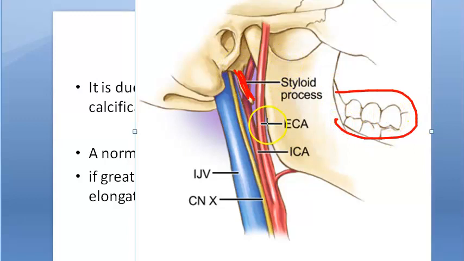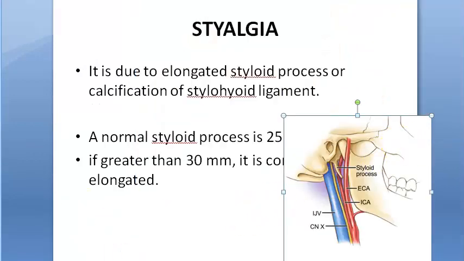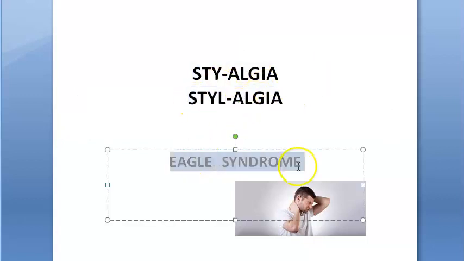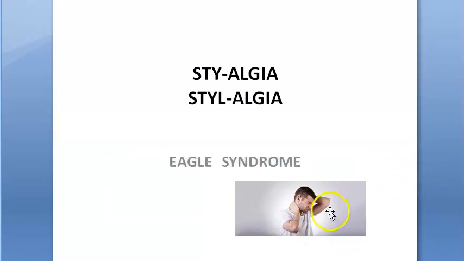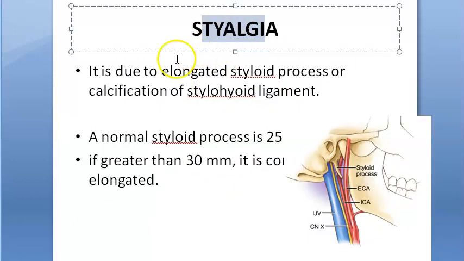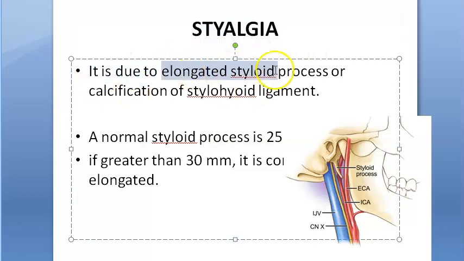So, what actually happens in styalgia? The styloid process becomes elongated. So there is pain, pain because of elongation of the styloid process. Now you can understand the name, isn't it? So, it is styalgia or STYL, stylalgia. Eagle syndrome. Let us see in the end if you can understand why it is called Eagle syndrome. So, what is styalgia? It is due to an elongated styloid process.